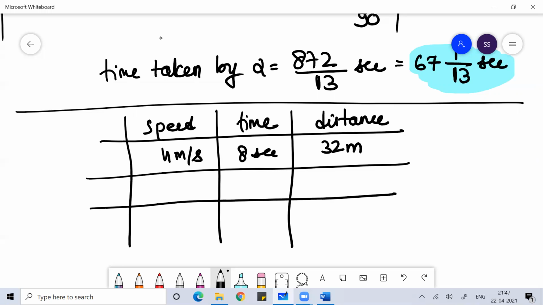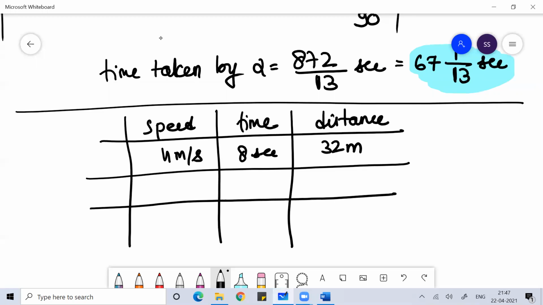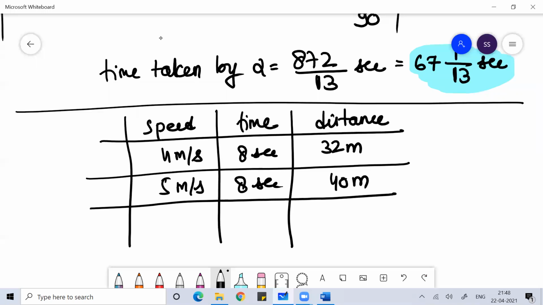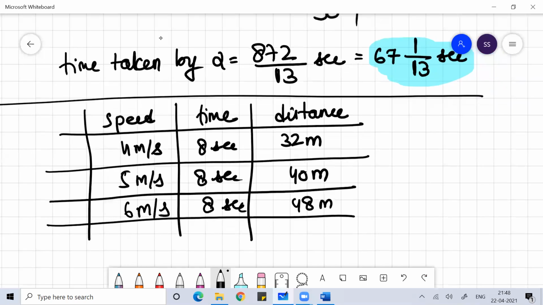Then it will cycle 5 meters per second for the next 8 seconds, which means 40 meters. Then 6 meters per second for the next 8 seconds, so then it is around 48 meters. So like this, the total time is around 67.